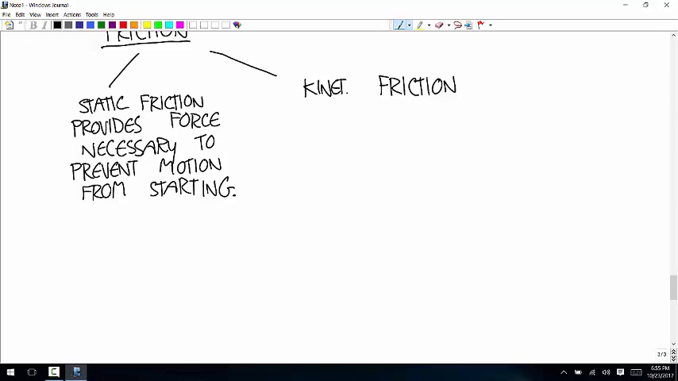Let me think. No, not really. We'll talk about energy later. Okay, so kinetic friction is the force applied to an object while it's sliding.